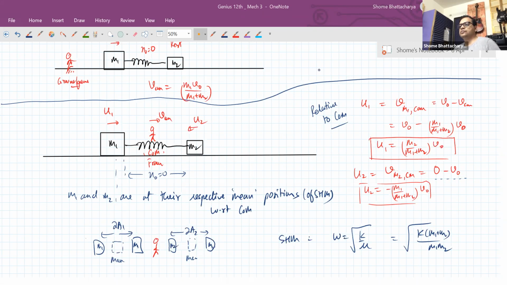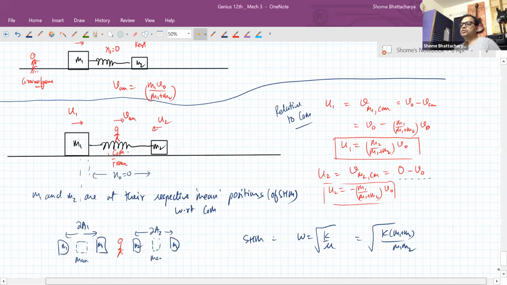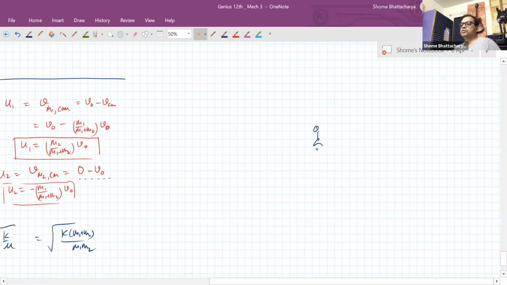Okay, now see, I know that with respect to center of mass, so I'll just come back to this. With respect to my center of mass frame, the block M1 is doing an SHM like this, back and forth like this. This is M1's SHM with an amplitude of A1. This is the mean position. So this is when its speed is maximum, and this is when its speed is 0.